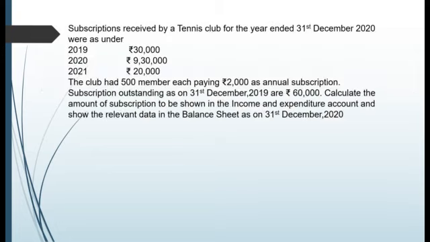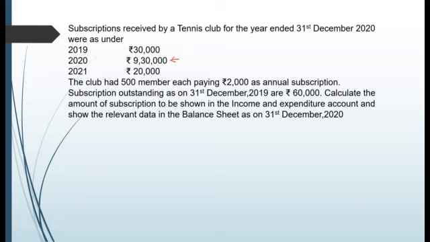Now shall we look at one more question? This is going to be a little different. Subscription received by a tennis club for the year ended 31st December 2020 are as under. So don't get confused. It is just that they are using calendar year. Whatever has been received is 2019 30,000, 2020 9 lakh 30 and 2021 20,000 has been received. So total they have received so much. But related to 2020 they have received 9 lakh 30.